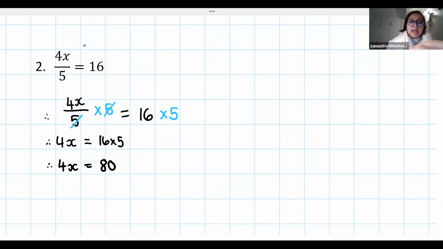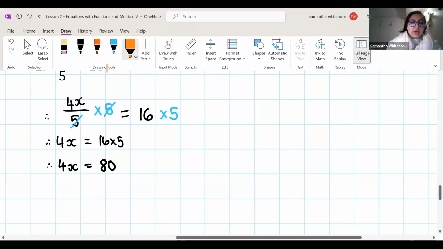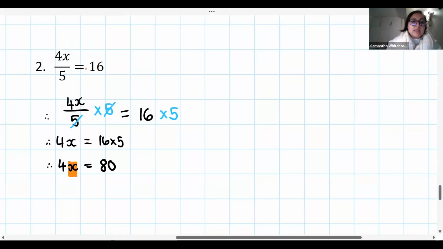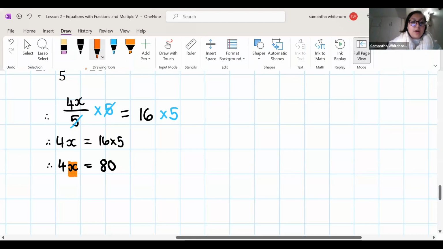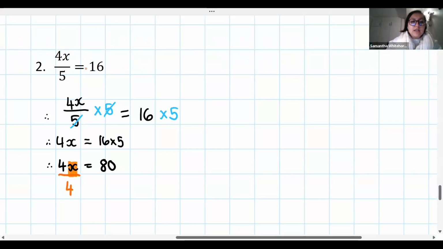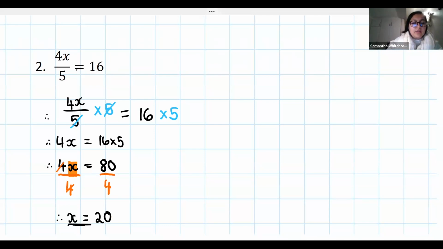Now that we've got that, remember, we want this x alone. So what we need to do is we need to get rid of that times 4. The opposite of times is to divide by 4. But I can't just do that on the left-hand side. I also have to divide the right-hand side by 4. Those 4s essentially fall away, leaving me with just that positive 1x. And 80 divided by 4, as a lot of you are saying, is 20. And so my value for x here is 20.